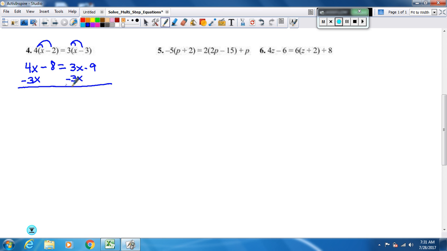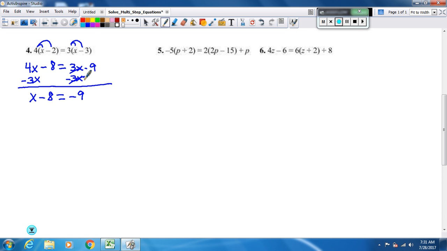You put it in the x columns. So 4 take away 3, that's just 1x. So if it's 1x, they won't write the 1 out front, they'll just put x. Bring down the negative 8. Bring down the equal. 3 take away 3 is 0, so opposites cancel. Bring down the negative 9.